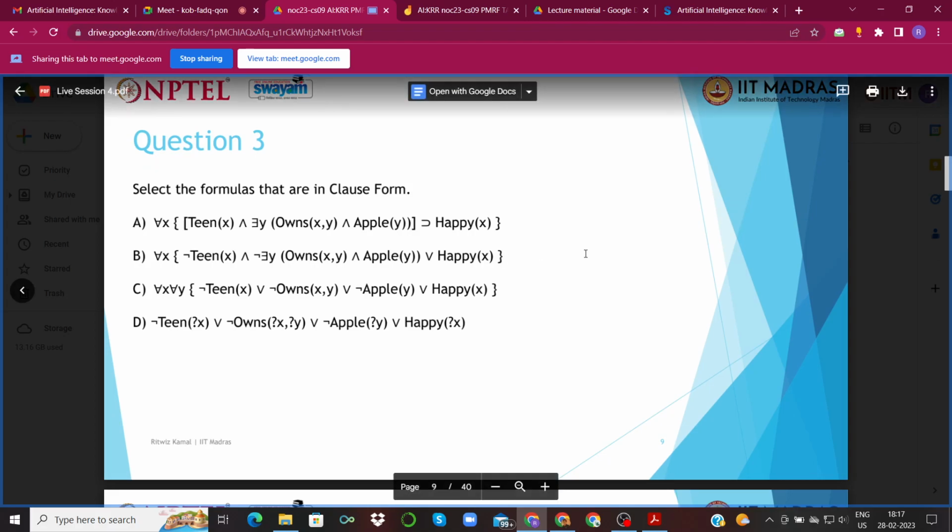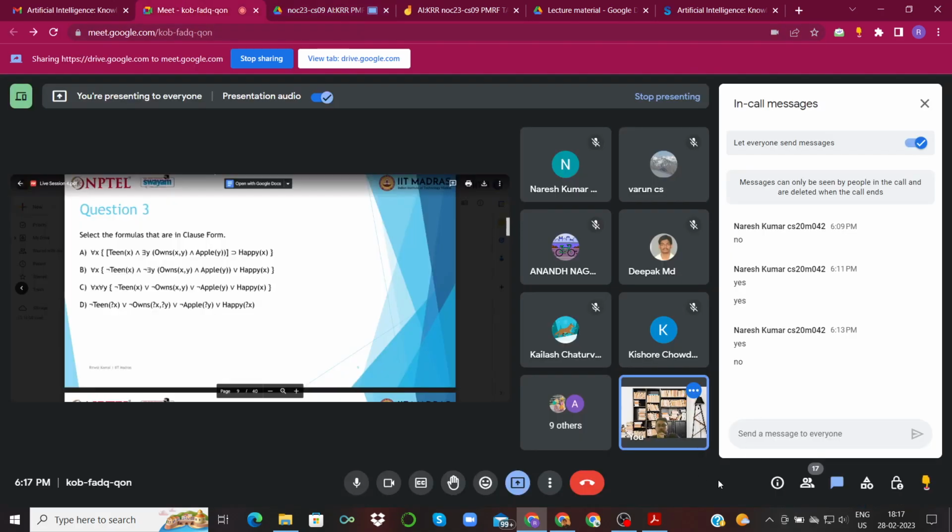Which is as follows. So we have to select the formulas that are in clause form. Okay, so once again, I'm not launching a poll for this one. I'll let you go through the options and then you can either unmute yourself or write it in the chat about which options you think is or are correct. Okay, I'll give you a minute to go through the options.